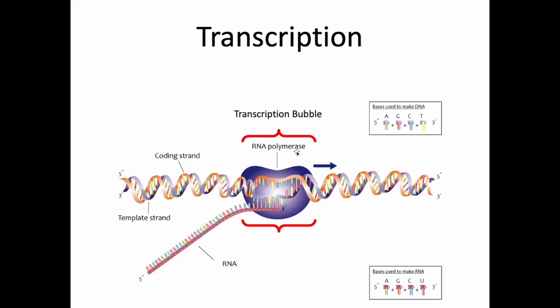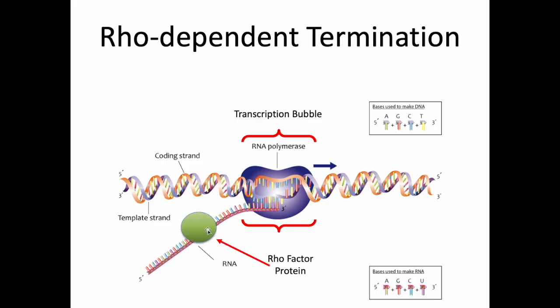I didn't show it earlier because I was trying to keep things simple, but in a lot of transcription, there's an extra protein called rho factor that binds to the RNA early on, and it moves along in the same direction as the transcription bubble. The rho factor is sort of like chasing down the RNA polymerase, chasing down this transcription bubble. But it's not going to catch the RNA polymerase because they're moving at about the same speed.